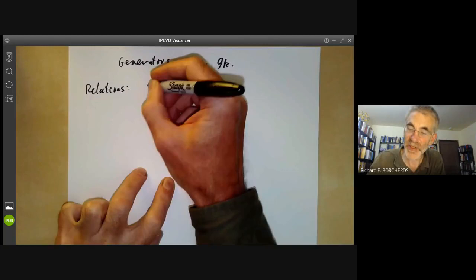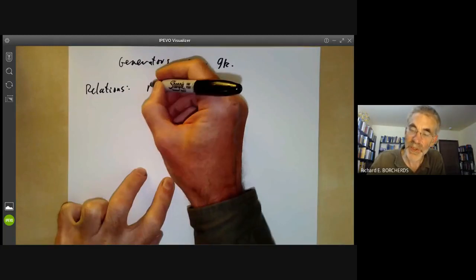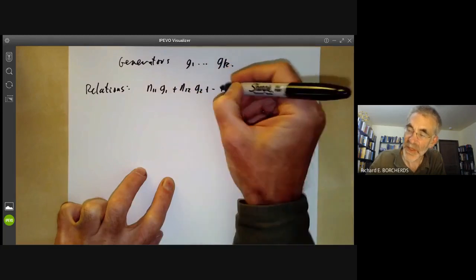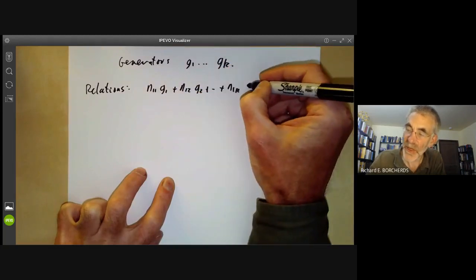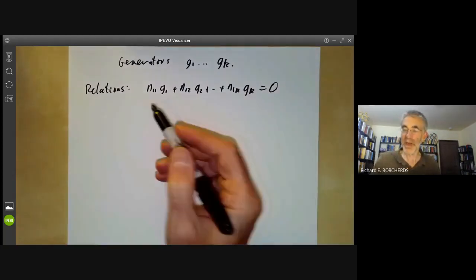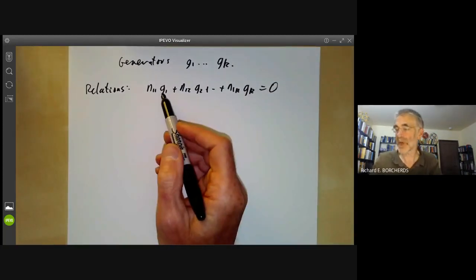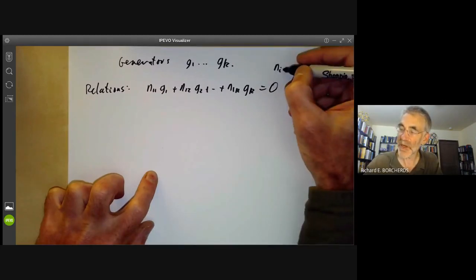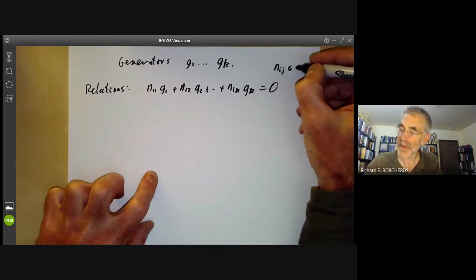So the relations might be something like N11 G1 plus N12 G2 plus ... N1K GK equals zero. So this would be a typical relation. It says that some multiple of G1 plus some multiple of G2 and so on is zero. So all these numbers NIJ are going to be integers.